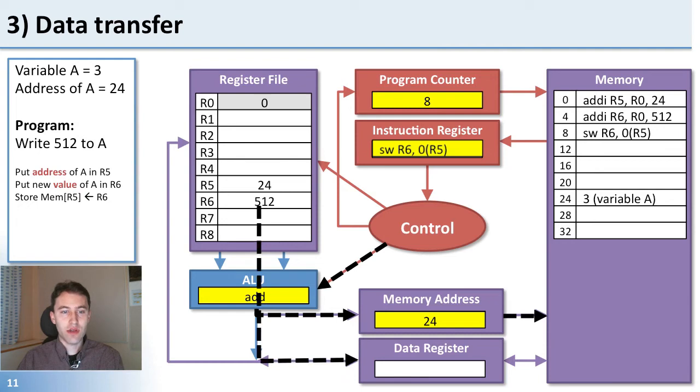This is going to be used to give us the address for which part of the memory we want to access. Then we're going to take the value from R6 and put this in the data register. This is the data that we're going to send to the memory. We then send this data to the memory. It updates the data in the memory at the location pointed to by the address, and we have the final results. We've now stored the value 512 in the address 24.